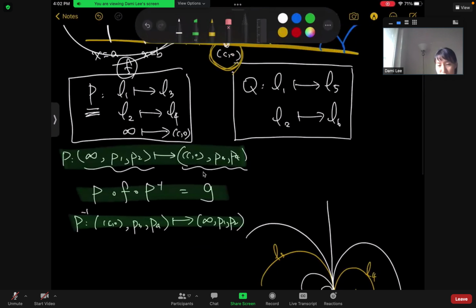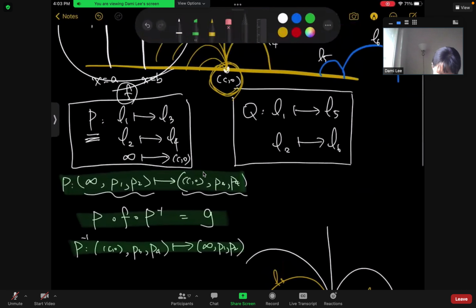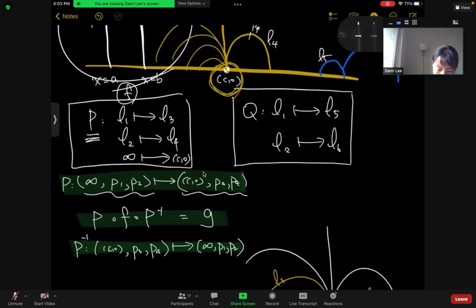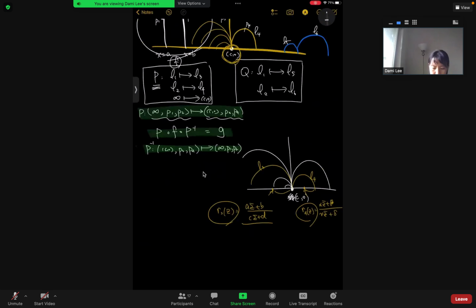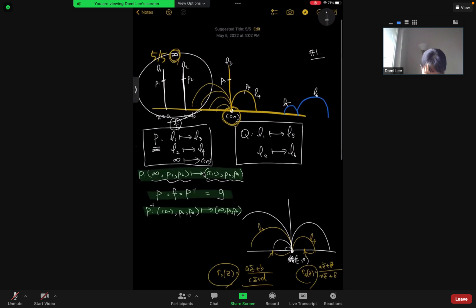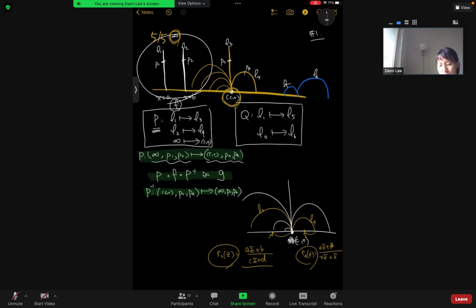Anyway, these are the two things, or a few things, that we know. P sends the triple to a specific triple. P inverse sends a specific triple to a specific triple. And what we're going to do is, when we take the composition of the reflections of L1 and L2, see if this works. I can put more on the screen.